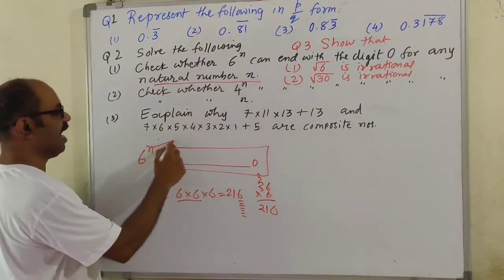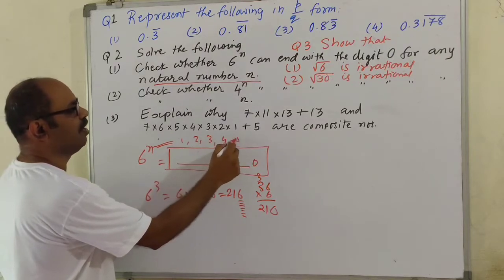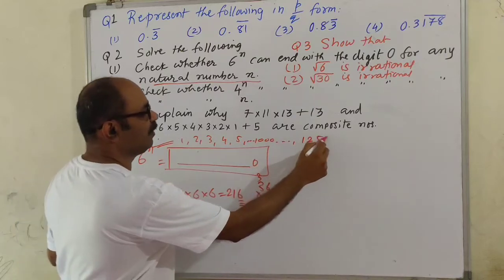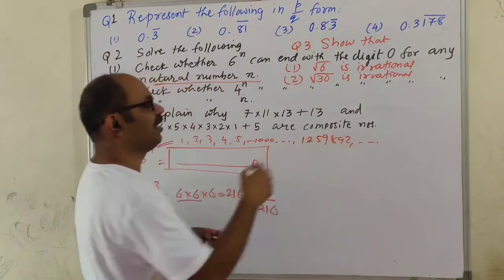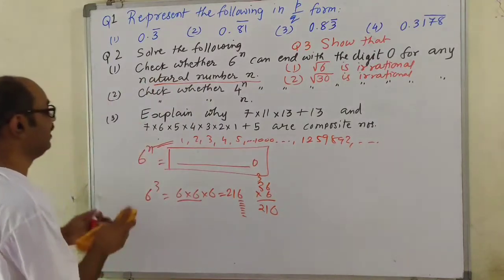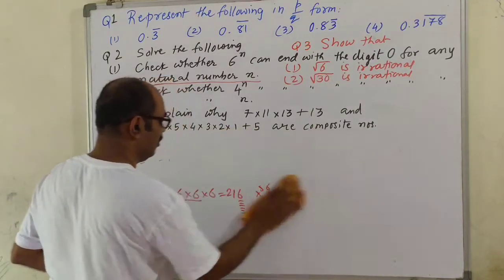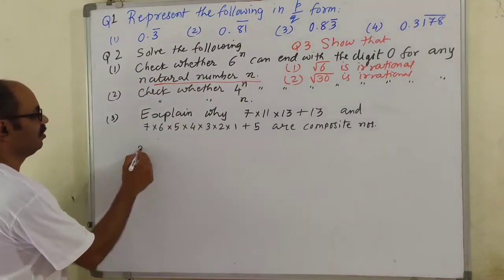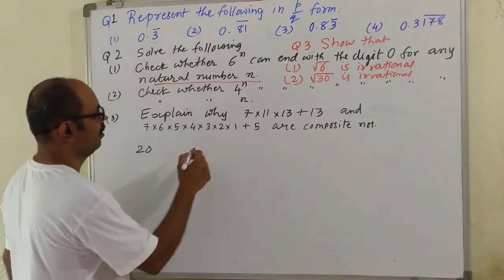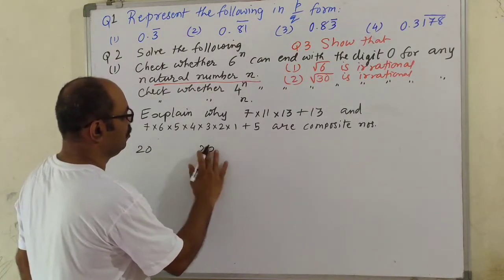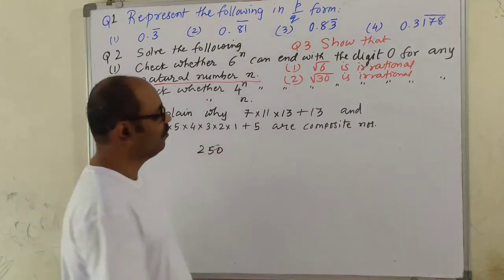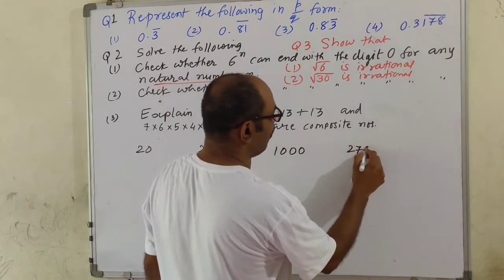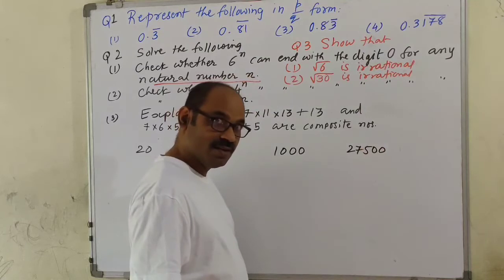Natural number n. You take n equal to 1, 2, 3, any number, thousand, 12 lakh 59,892, whatever you take. Will the ending digit be 0? That is the question. Children, we have to do some work first. See this, 20, it ends with 0. 250, it ends with 0. 1000, it ends with 0. 27500, it ends with 0.